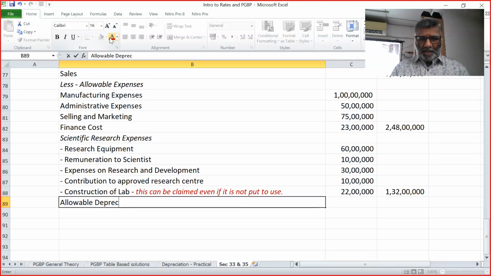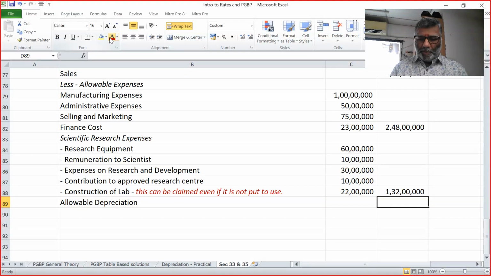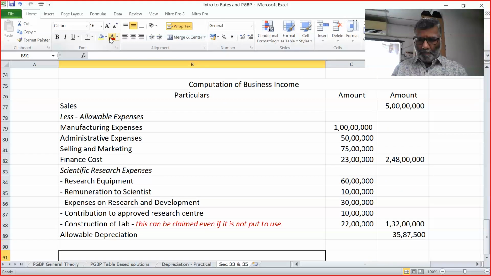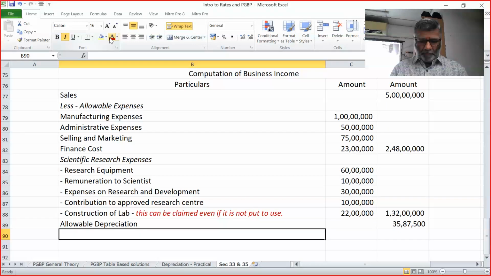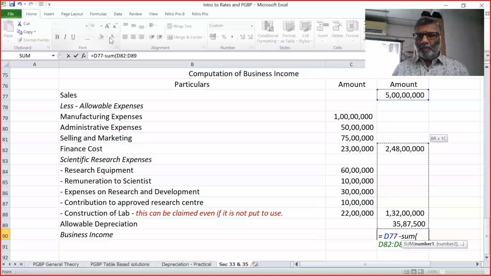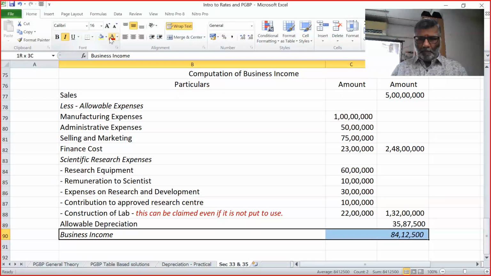Allowable depreciation, which we have computed already. I'm getting an income of 84 lakh 12,500. Check it out.